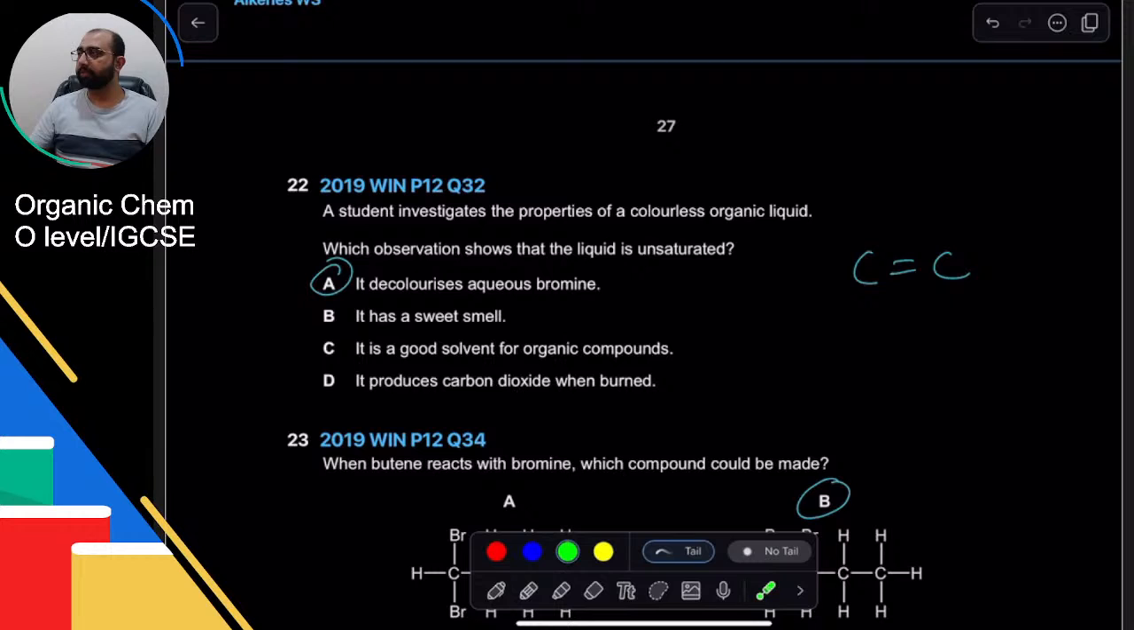So that brings us to the end of alkenes. I will take a break here. I'll come back and we will do alcohols. See you soon.